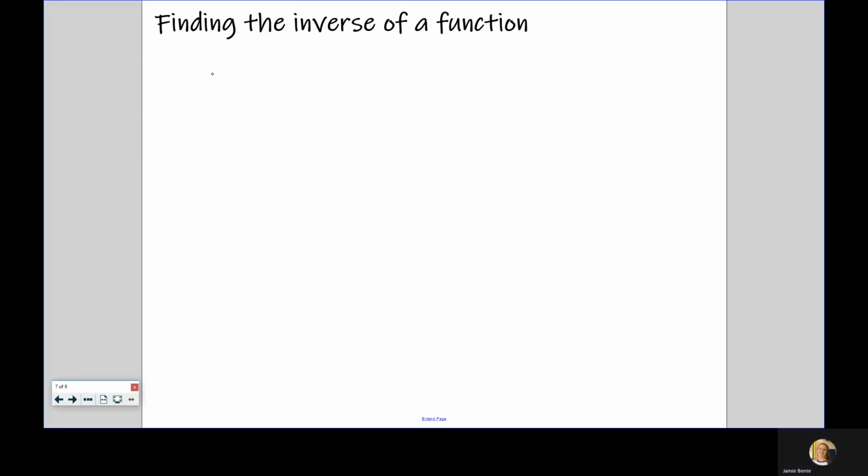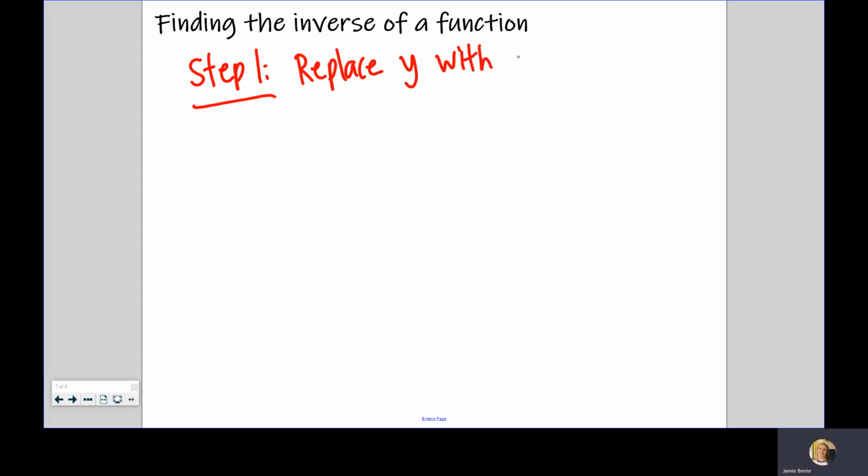Step 1 says replace y with f of x. Whoops, I said that backwards. I'm so sorry, you guys. I can't get it together today. Replace f of x with y is what I meant to write. Sorry. Replace f of x with y. Okay, so that's step 1, replace f of x with y.